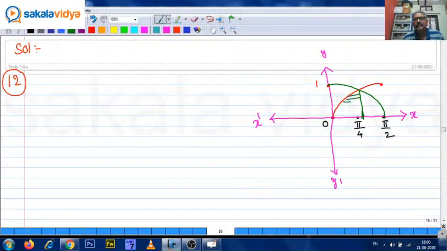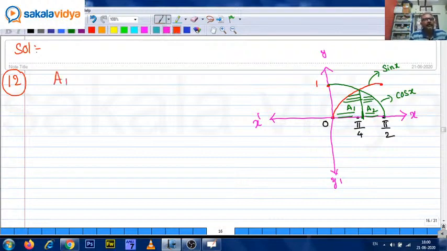Now there is a line x is equal to pi by 4 that separates two areas. This is A1. This is A2. A1 is to A2 we need to find out. This is very simple. Red is sin x. Green is cos x. So first let us find out A1 and A2. Then we need to find out the ratio between A1 and A2.